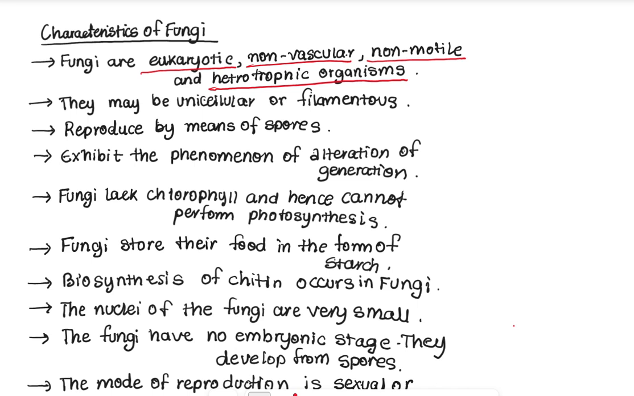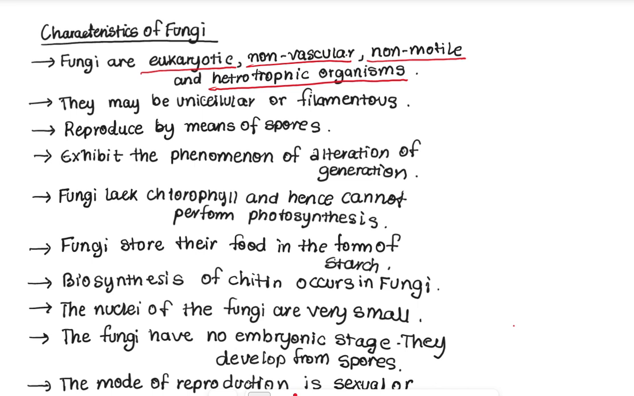Non vascular means that they do not have pipes like xylem and phloem, which are found in the other plants. Non motile means that they cannot move from one place to another place. Heterotrophic means that they cannot make their own food and they depend on other organisms for their nutrition. An example that we could consider here is mushrooms which grow on dead wood. They absorb nutrition present in the wood.